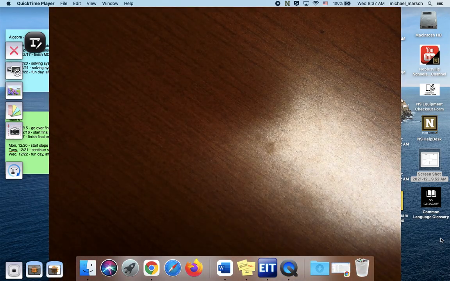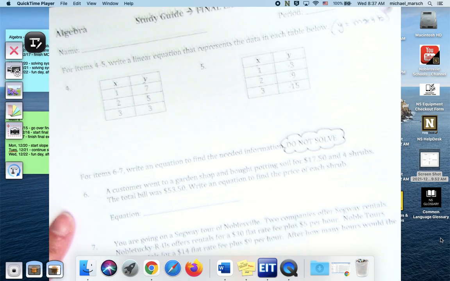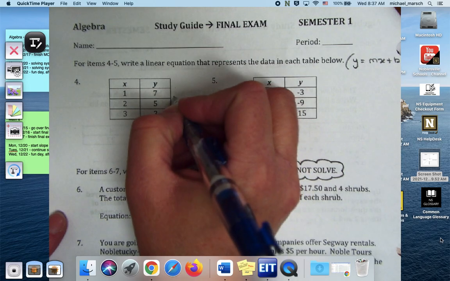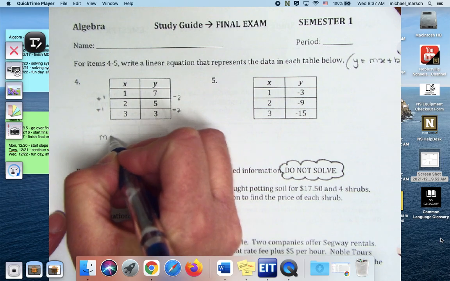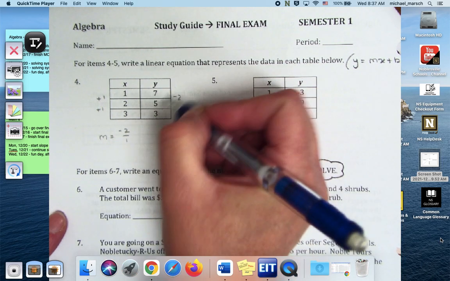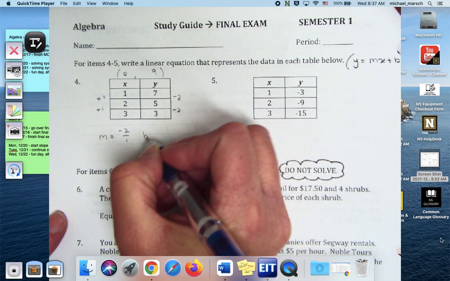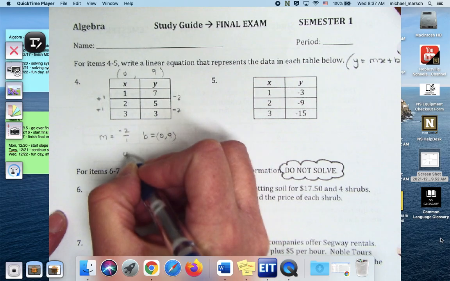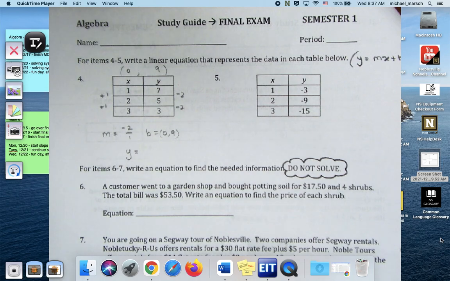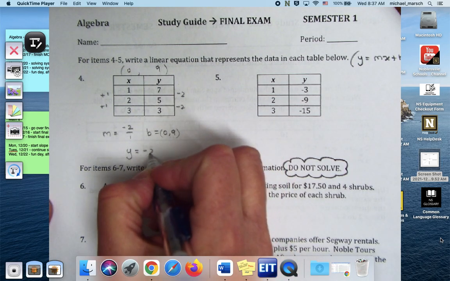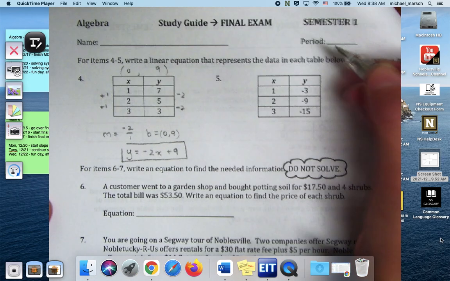Question 4 is similar. 4 and 5 are similar to question 1, where I have to write slope-intercept form. So for number 4, I would find that my slope is -2 over 1. And if I went back again, I would get (0, 9) for my y-intercept. So it's going to be y equals -2x plus 9 for my linear equation.